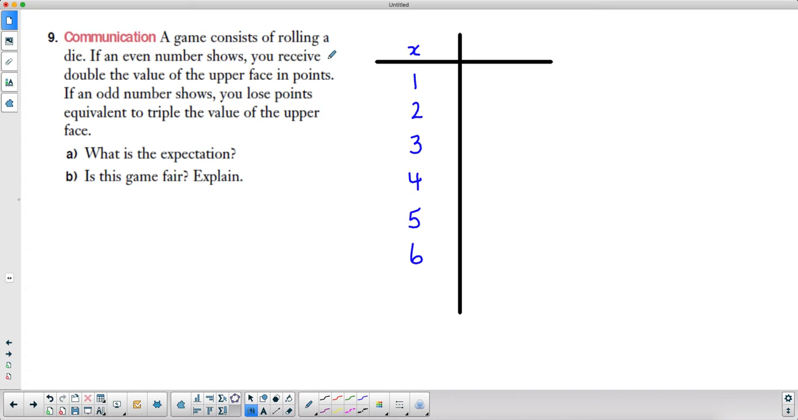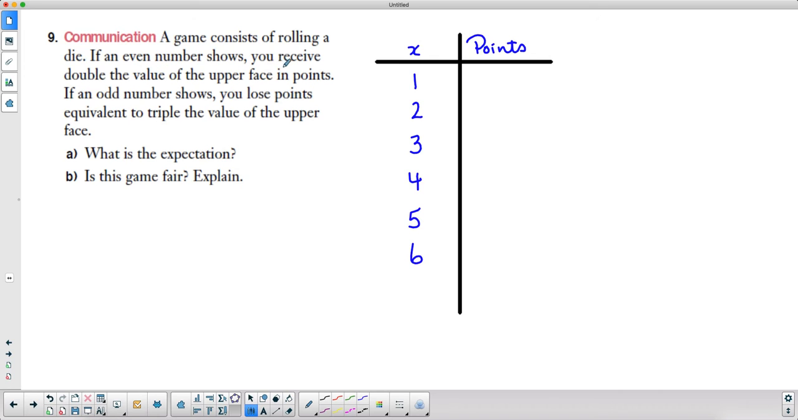And it says a game consists of rolling a die. If an even number shows up, you receive double the value. So I'm going to have another row here for what our points are, because our points are really what our outcome is. We roll the die and we get 6 possible ways, but the points is our outcome.